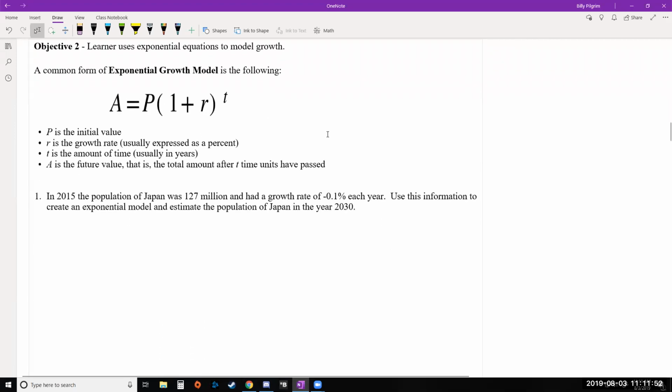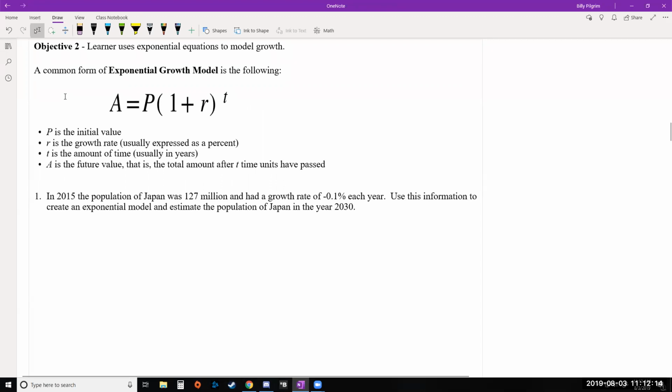Moving on to our second objective, we're actually going to look at some exponential equations and do some modeling. Our general form of an exponential growth equation will be this: A equals P times (1 plus r) to the t power. In this equation, P is the initial value, which when we talk about interest, we'll often call the principal. R is the growth rate, which will be given as a percent.